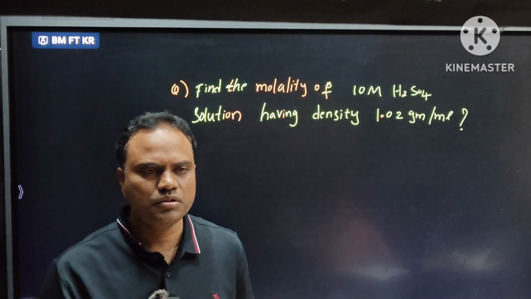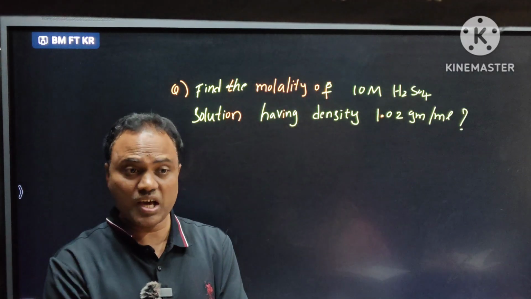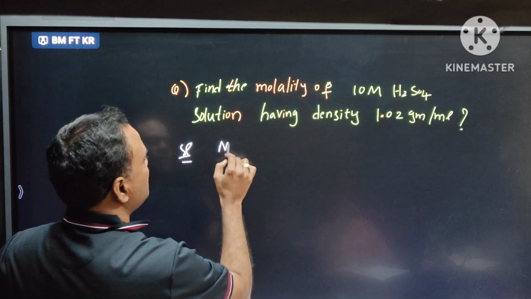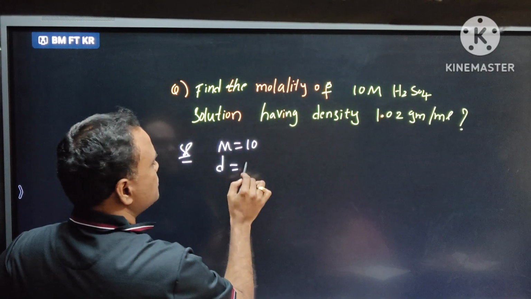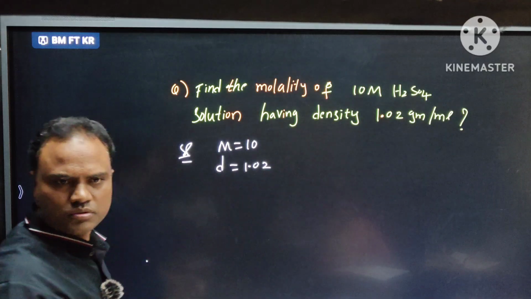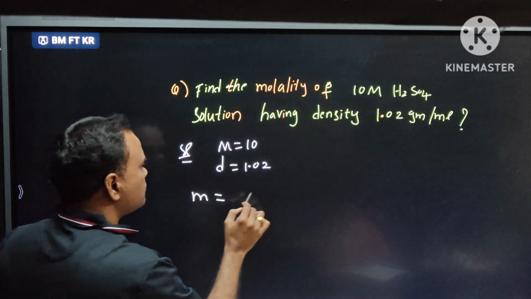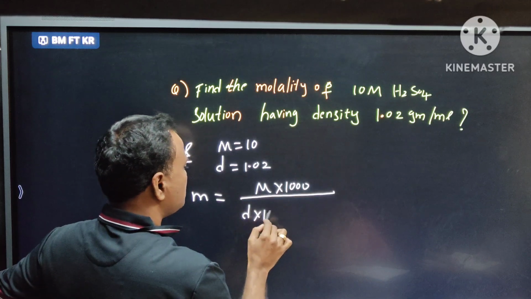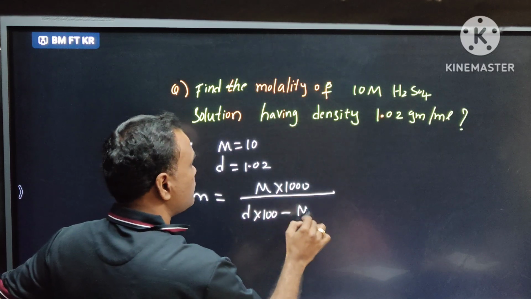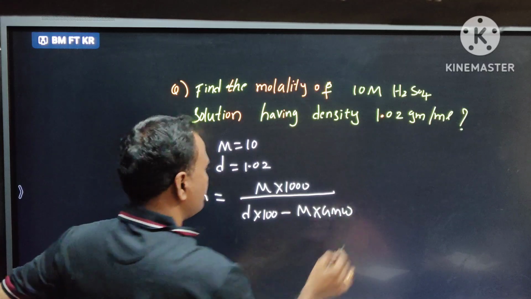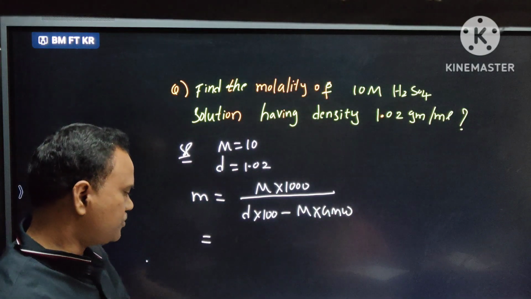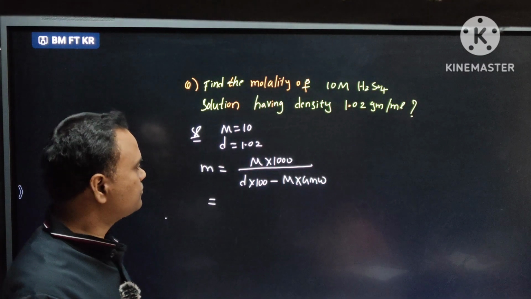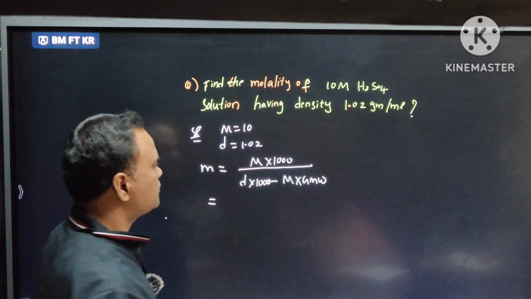What is the formula related to molality and molarity? First of all, write the data. Capital M is equal to 10, density is equal to 1.02. So molality is equal to molarity into 1000 by density into 1000 minus molarity into gram molecular weight. Simplification part is important. Sometimes you can take approximate data.